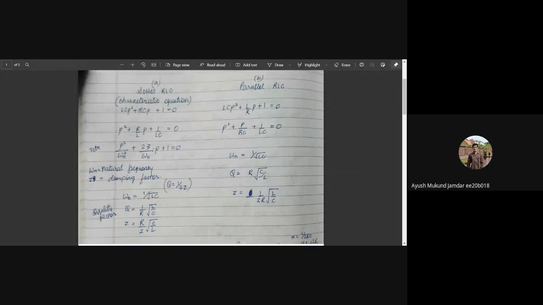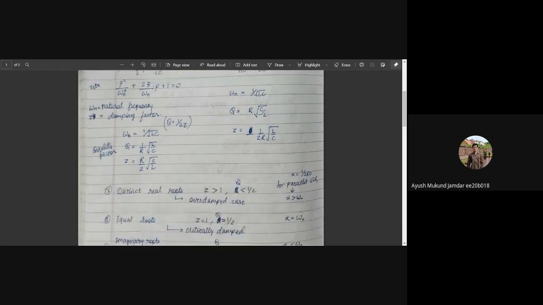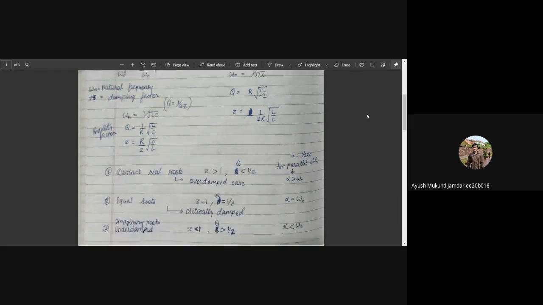So on having defined these terms, and now that we know the general characteristic equation, where zeta is the damping factor, we can characterize the solutions as I discussed in the last video as well, that if zeta is greater than 1, we will have real distinct roots. This is what we call the overdamped case.